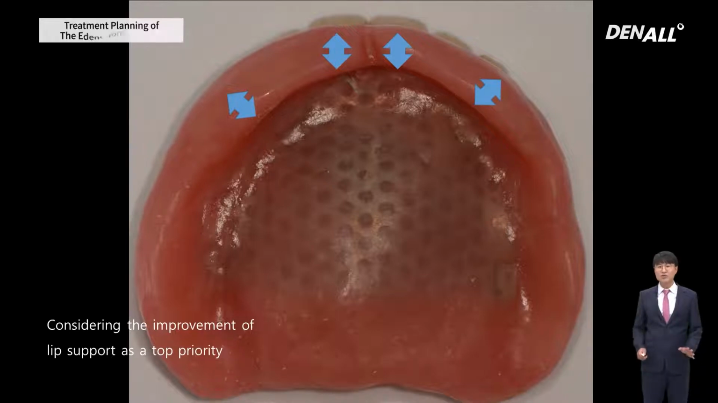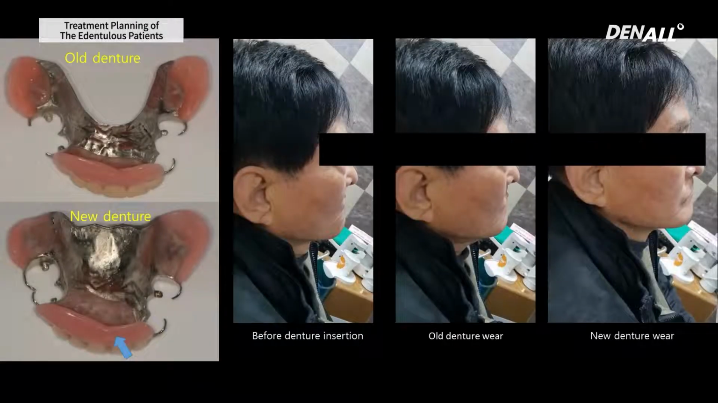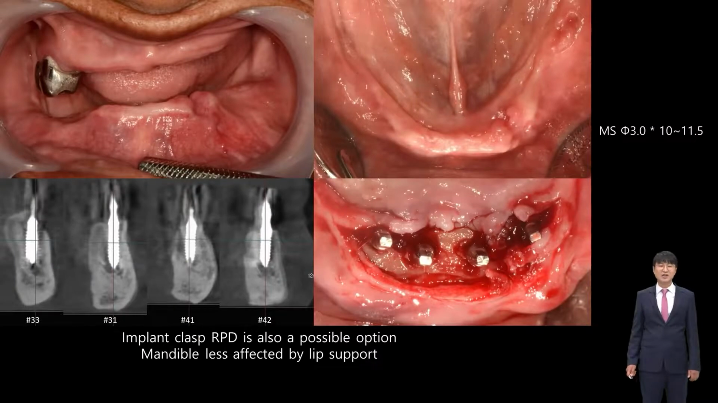Compared with fixed prosthesis, in a lot of cases, removable prosthesis is more favorable. Because the denture margin was not sufficiently thick, profile was not sufficiently supported. The new denture had a thicker denture margin, therefore, profile was improved. This may not be applicable in situations where profile improvement is essential, but implant clasp RPD can be a viable option in the lower where function is more important than aesthetics.